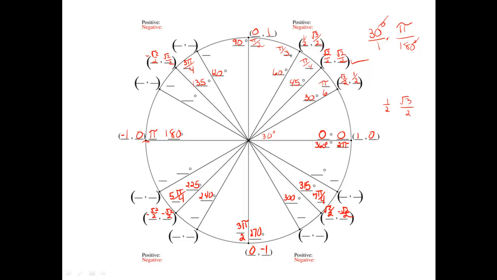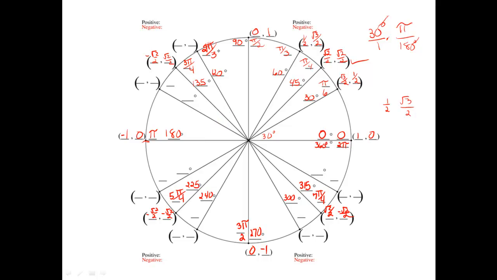I'm at pi over 3. If I go another pi over 3, I'm going to be at 2 pi over 3. Notice when I'm at 2 pi over 3, I'm just pi over 3, or a 60-degree angle from negative, going in the negative direction. So you still have a 30, 60, 90 triangle down there.